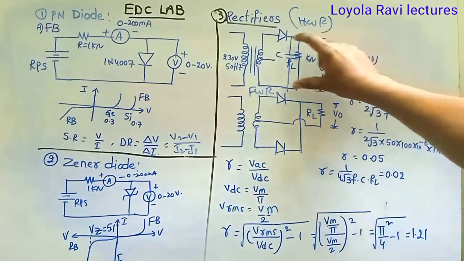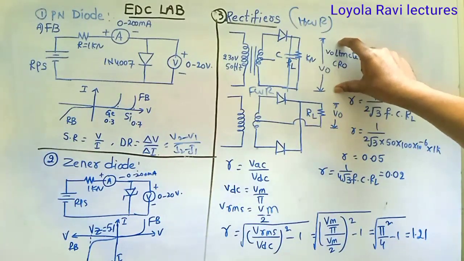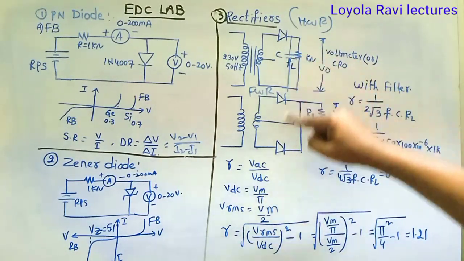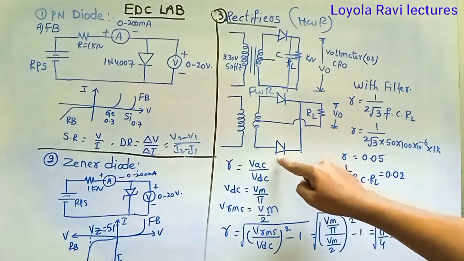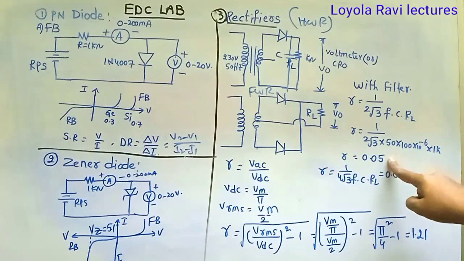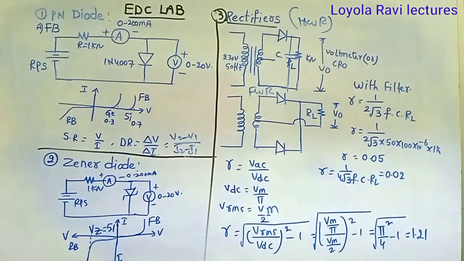Similarly, you can take practical values from the voltmeter, same as VAC and VDC by connecting the capacitive filter. VAC value you will get, VDC value you will get. You can find VAC by VDC, that should be equal to 0.05. That is both theoretically and practically we are finding the ripple factor values.